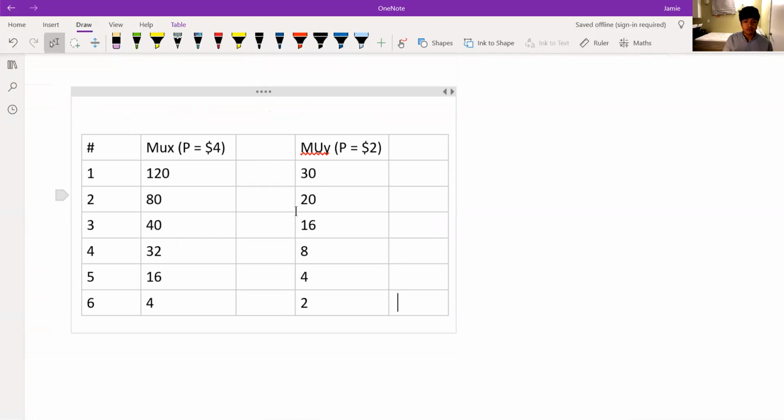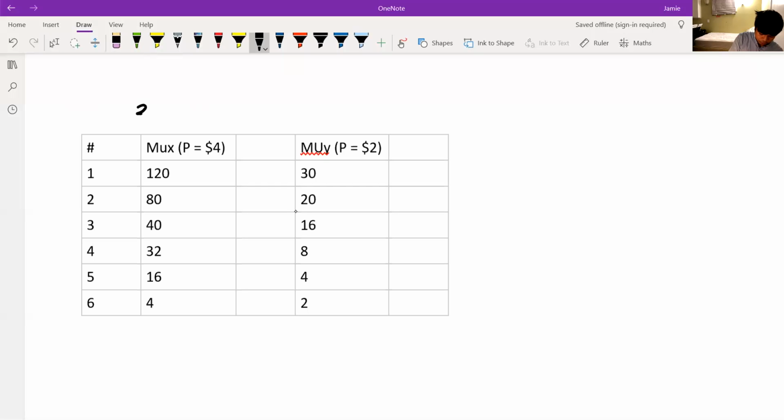So here we have a table. This is one of the most typical problems you'll get in an AP exam. Let's say you have an income of $30. You have a choice between good A and good B. The question might ask you to figure out the optimal consumption bundle of good A and B. Well, to do that, you need to figure out the marginal utility per dollar.